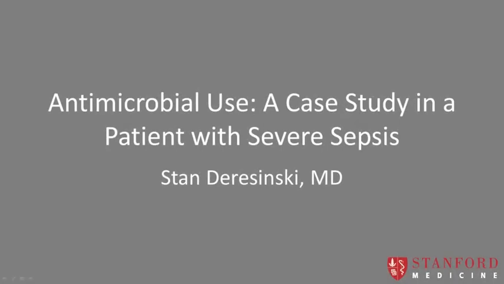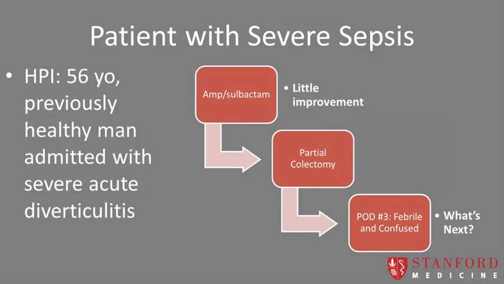Today we'll discuss a case of a critically ill septic patient to illustrate the thought processes that ought to be used in selecting appropriate empiric antimicrobial therapy in such a patient. This patient was a 56-year-old, previously healthy man who was admitted to the hospital with severe diverticulitis. Empiric antibiotic therapy was initiated at that time with ampicillin plus sulbactam. However, the patient continued to do poorly and required a partial colectomy.